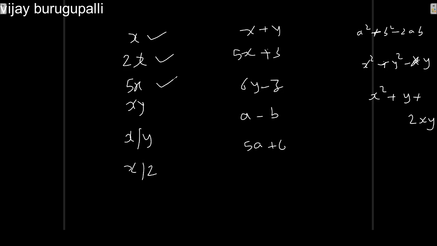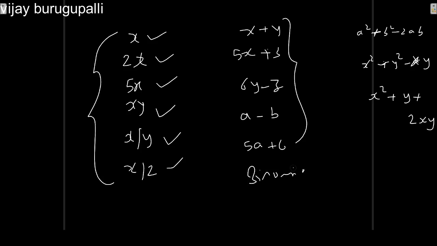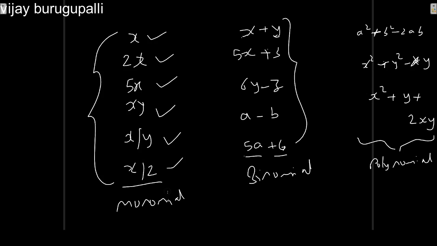The first group are monomial terms because they have only one term. The next values are binomial terms because they have two different terms. Similarly, the last ones are called polynomials because they have more than two different terms. In binomials, there are only two different terms, and in monomials only one term. So these are the examples of monomial, these are the examples of binomial, and these are the examples of polynomial.